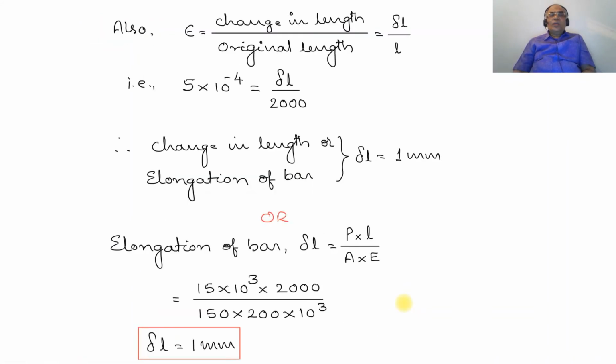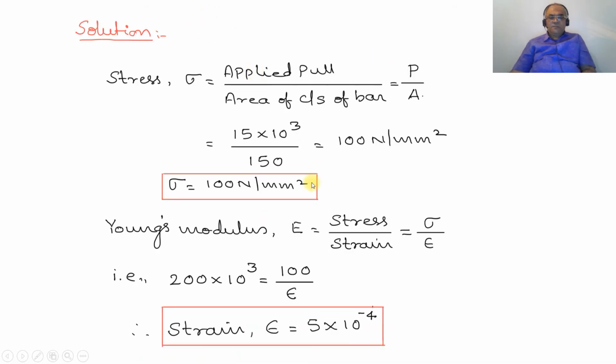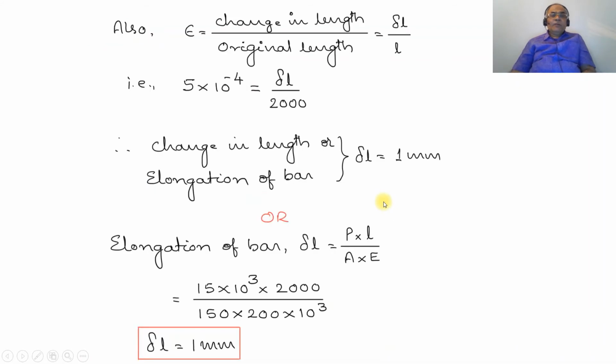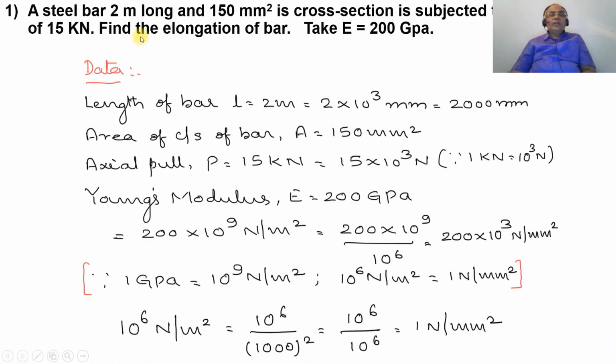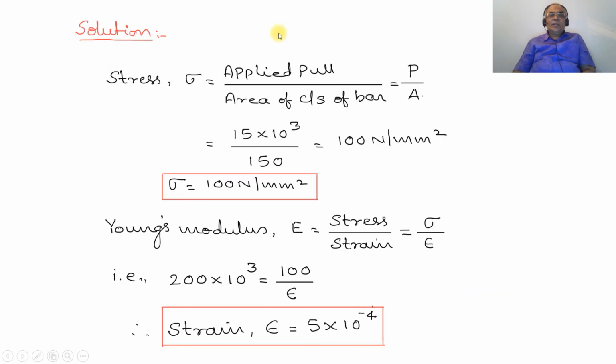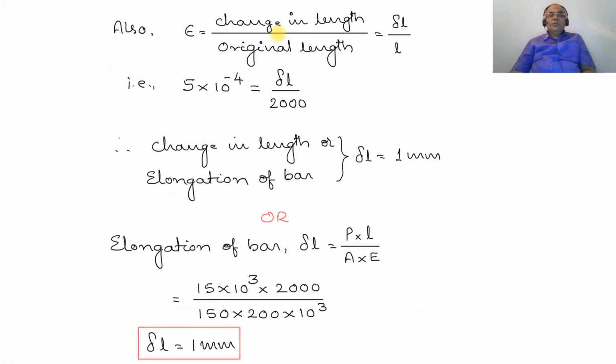Also we can say epsilon will be equal to change in length by the original length, which is delta L by L. Epsilon, what we got from here, is 5 into 10 to the power of minus 4. So 5 into 10 to the power of minus 4 is equal to delta L by the original length. We don't know delta L, because that is the one I need to find out, which is the elongation of the bar. So delta L divided by the original length of the member, which is 2 meters.